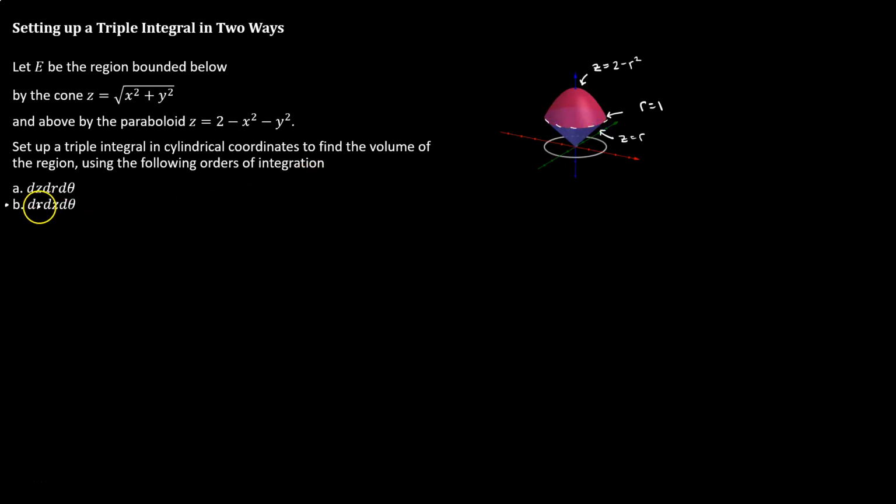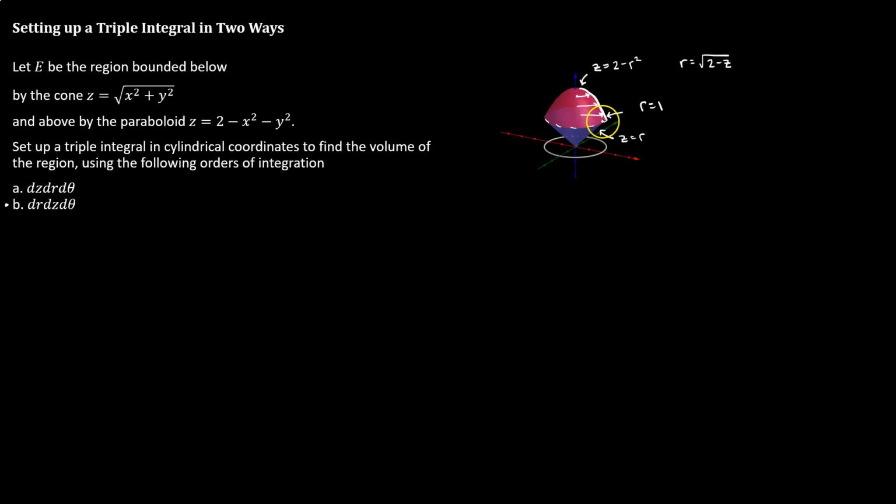Now, to integrate r first, we need to define the bounds for the radius. So we can start at r equals 0 and draw a radius that goes out through our solid. And we can see that on the top half of our solid, the radius is defined by the edge of this paraboloid. So if we solve that paraboloid equation for r, we see that r is equal to the square root of 2 minus z. And we only need the positive square root because we're looking at a radius, which we define as 0 and larger.